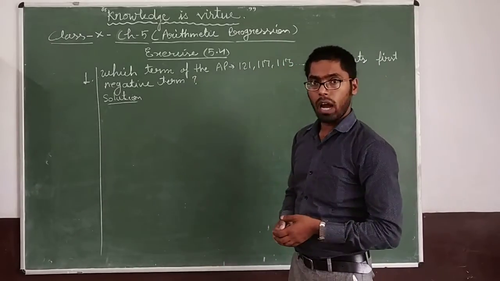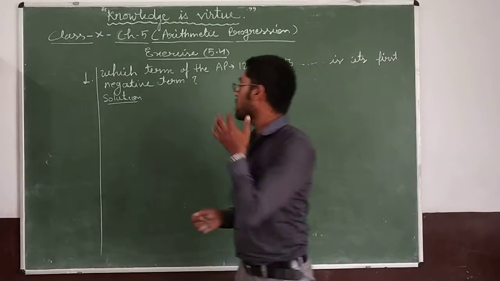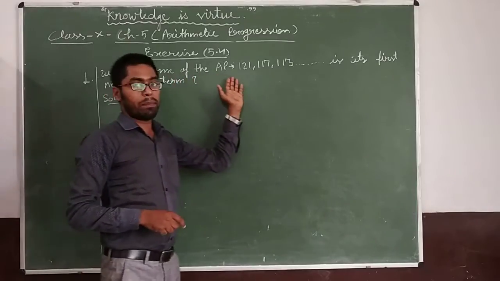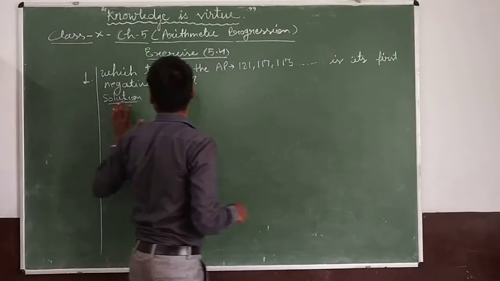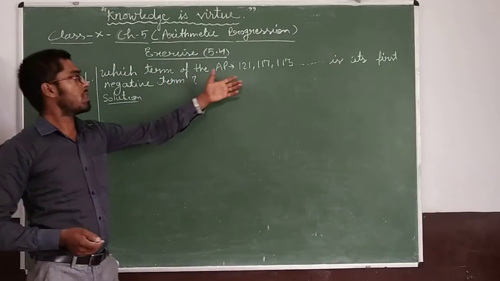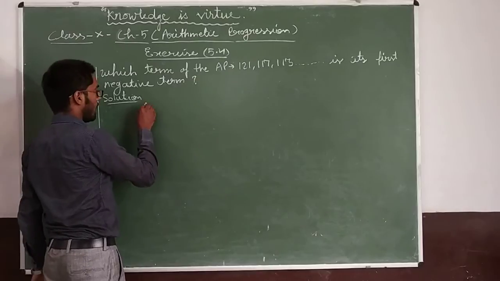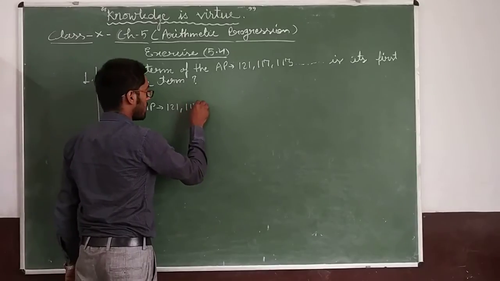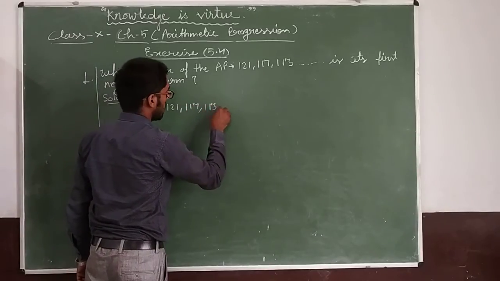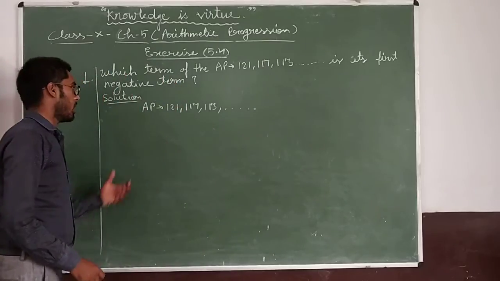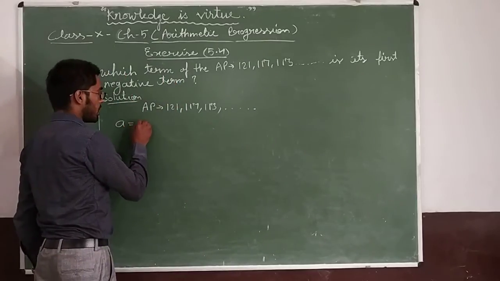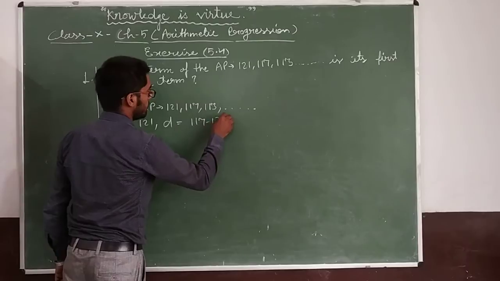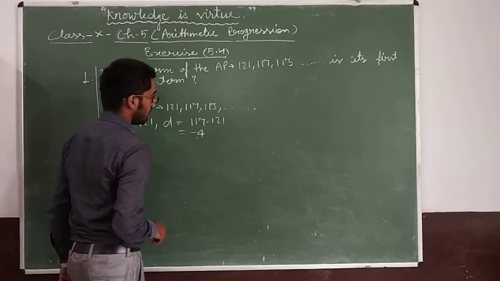Continuing with exercise 5.4, question number one: which term of the AP is its first negative term? First write your series: first term 121, second term 117, third term 113, and so on. Here, A is the first term, 121. Common difference D is the second term minus the first term, which gives minus 4.